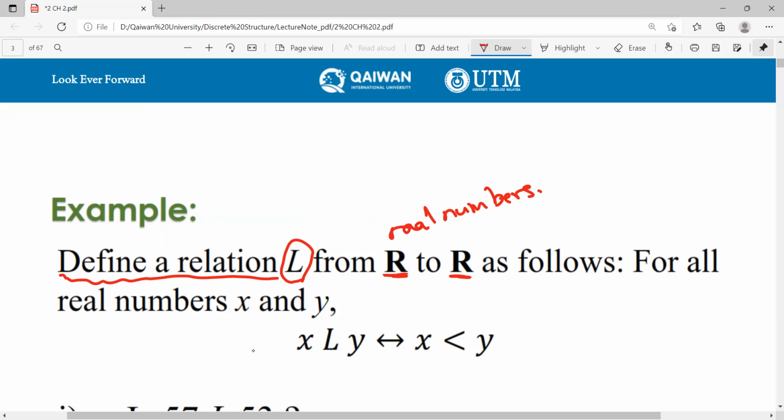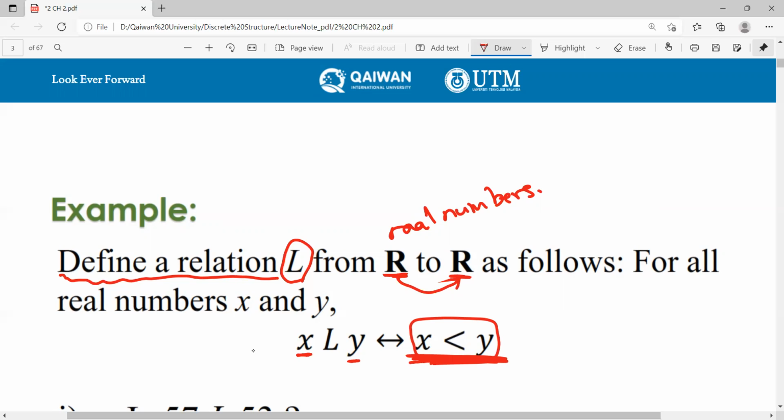R is the set of real numbers, that is, all the real numbers. We define a relation from R to R as follows. For all real numbers X and Y, we say X is related to Y if and only if X is less than Y. That means if any two real numbers satisfy this inequality, X is related to Y.